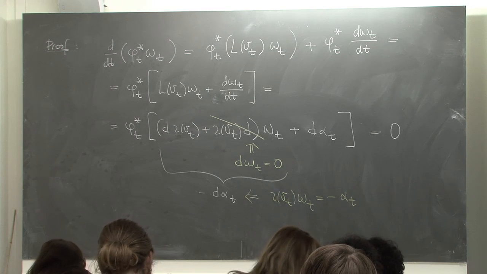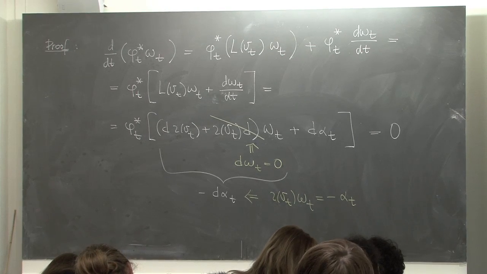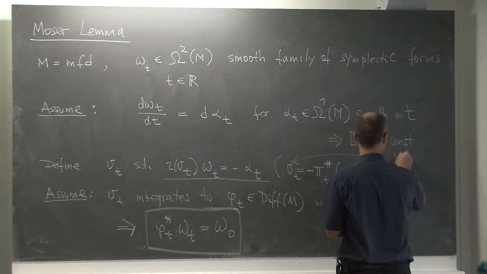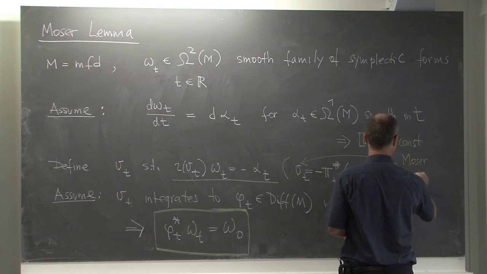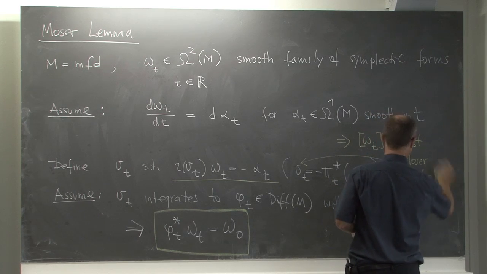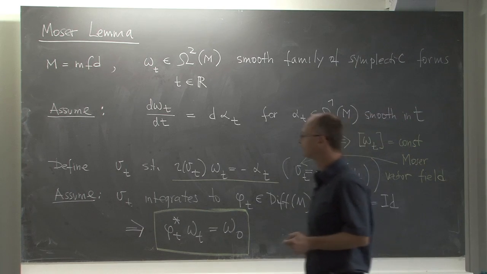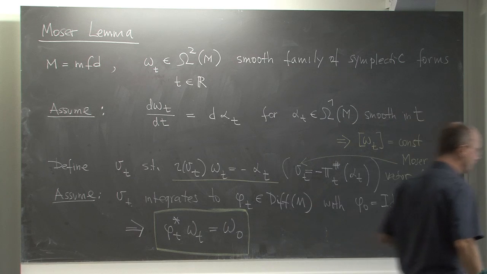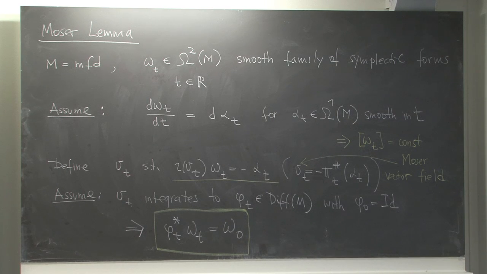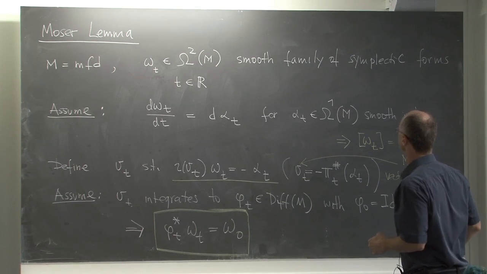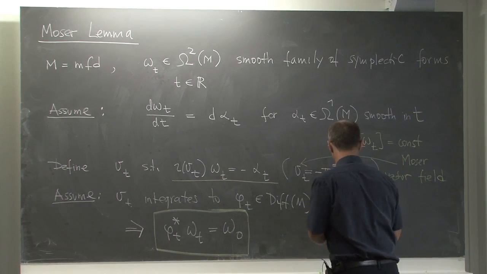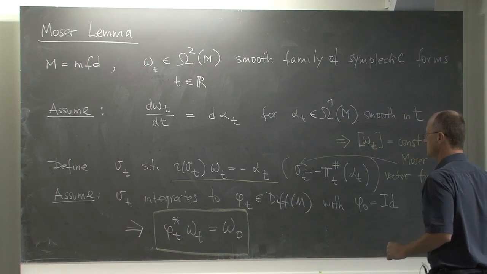So maybe just the last comment. I already said the words. So here vt is called the Moser vector field. Maybe one more remark again before we erase everything.